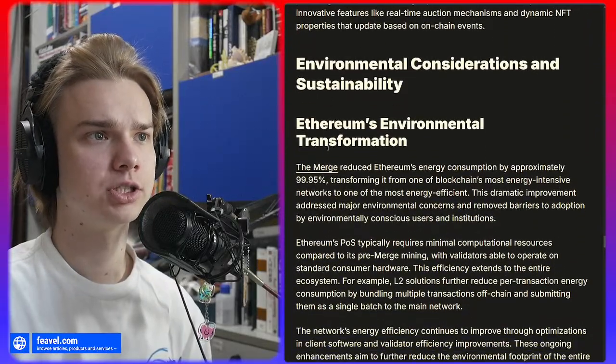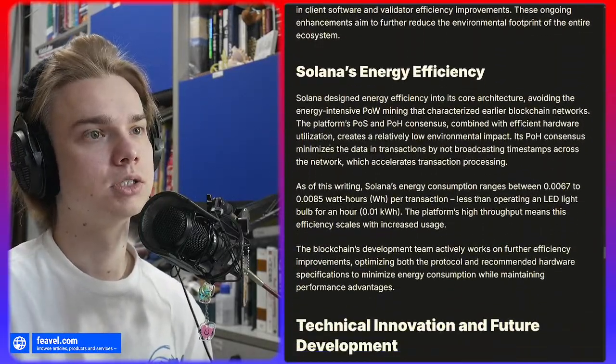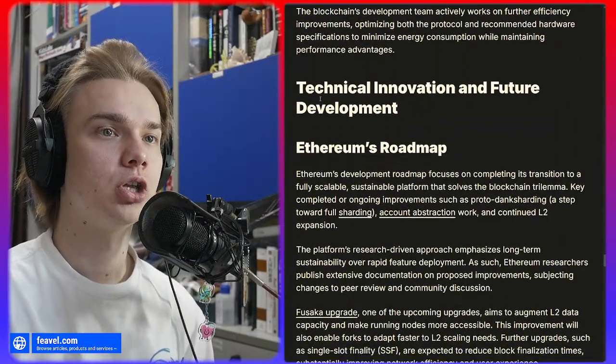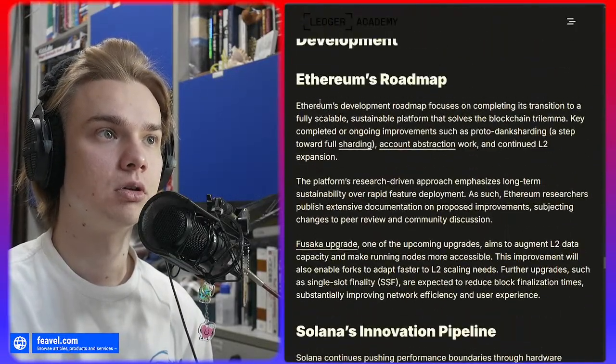Environmental considerations and sustainability. Solana's energy efficiency. Technical innovation and future development.